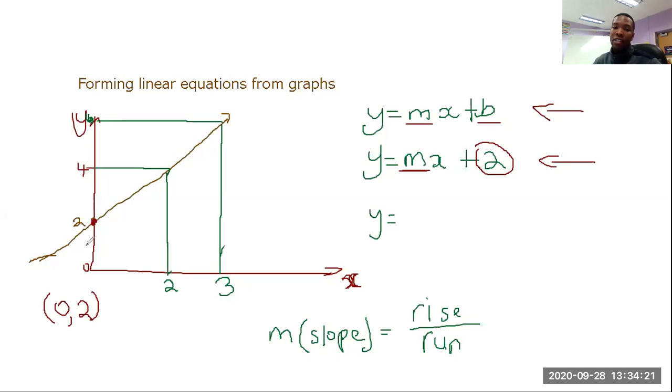So let's look at this. So we rise up 2, all right, but we go over 2. And then if I check this one again, I rise up 2. Ooh, this should be 1.